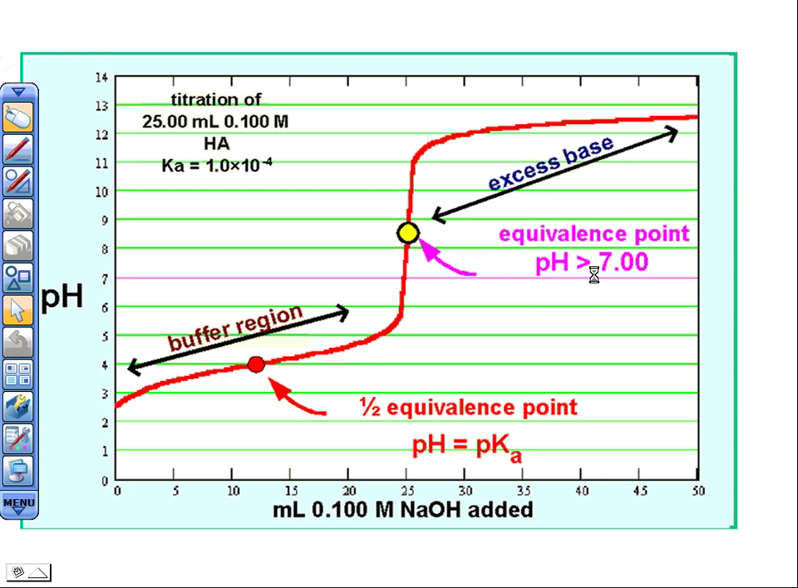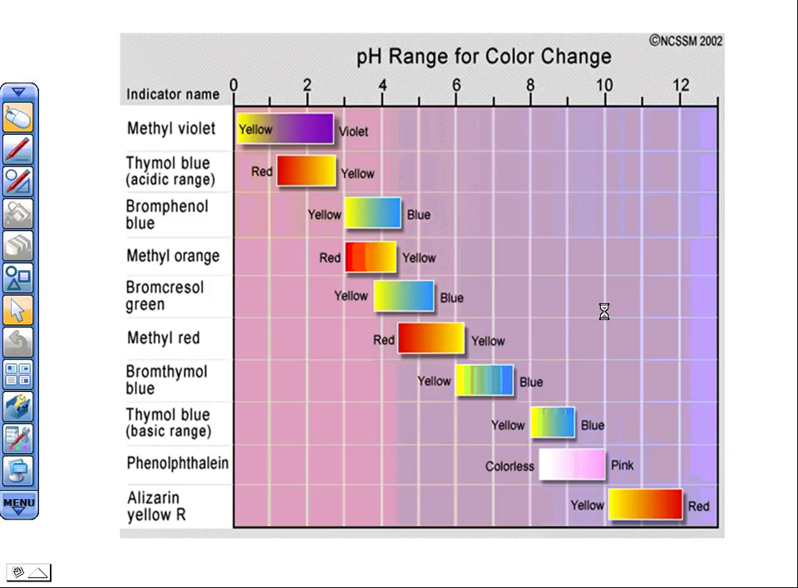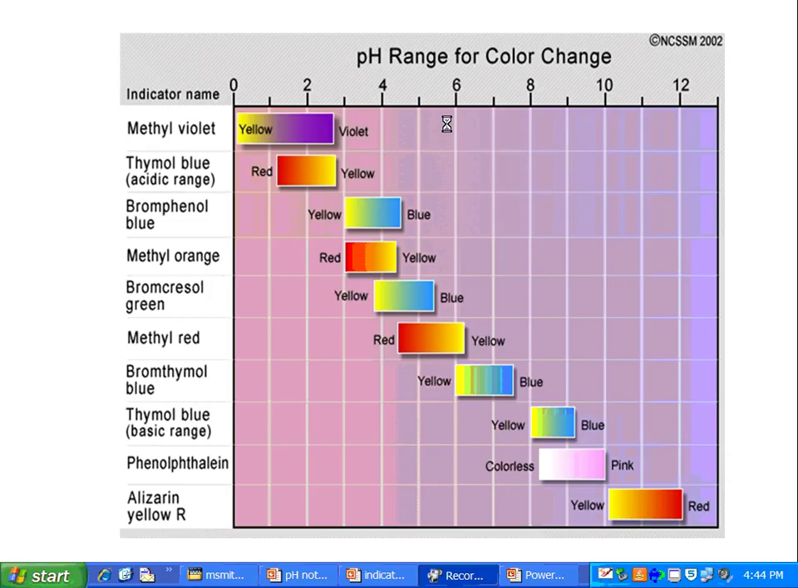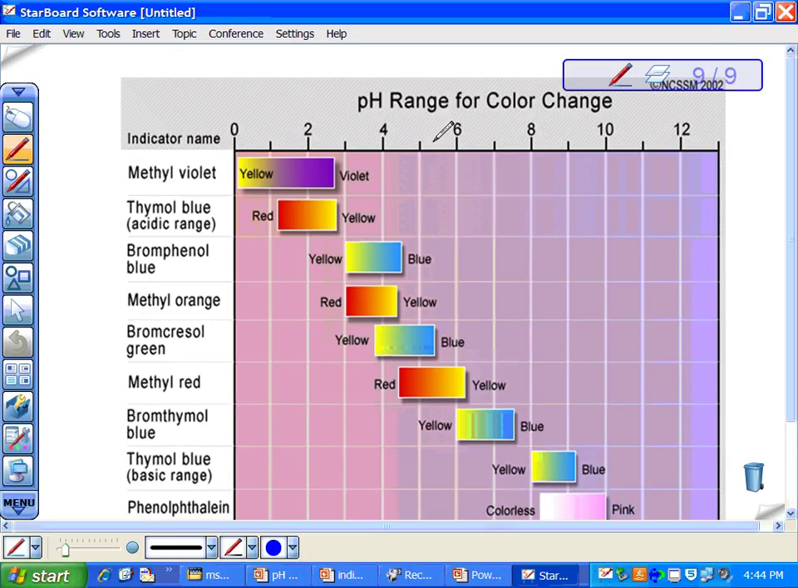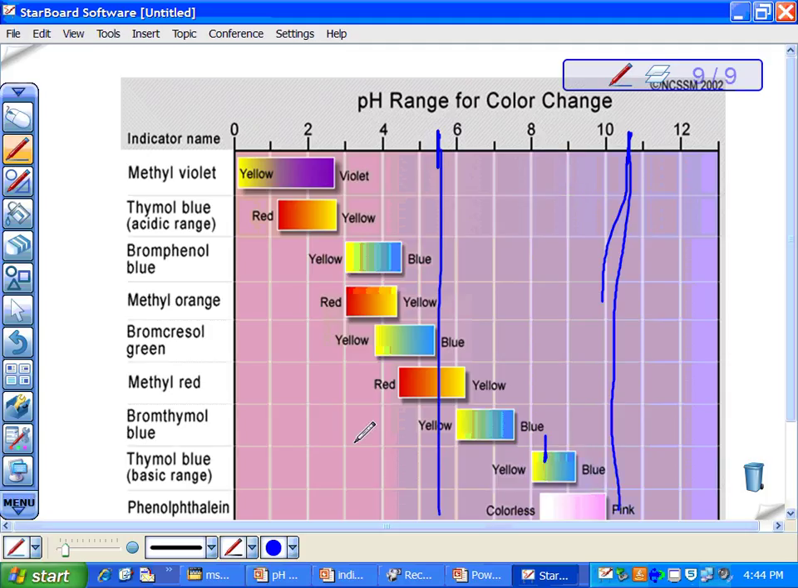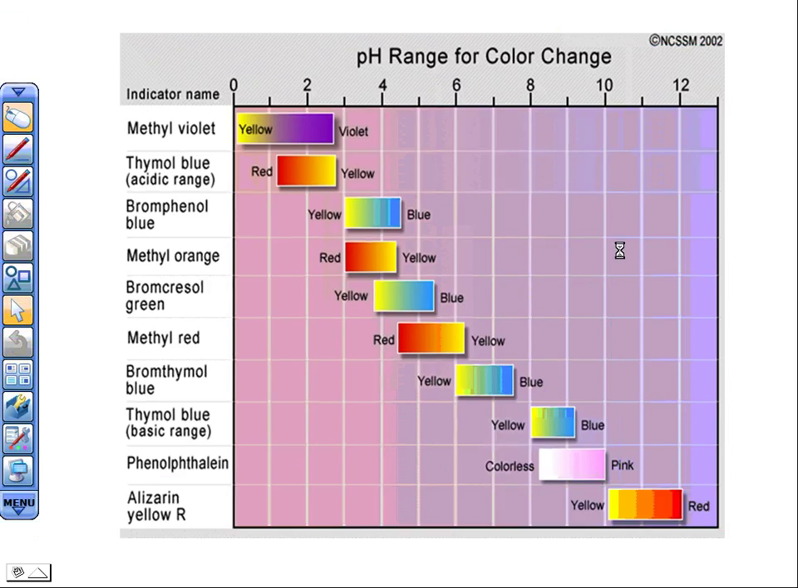So let's look at, so I said 11 and 5.5 in this one. So here's a list of indicators. I'd want something from here to here. Any of those indicators that are in that region would be the best. And the best would be the one that was closest to the equivalence point, which was right around in here. So this thymol blue would be the best one for the one we just did. Okay, so again, the best indicator is the one that is closest to your equivalence point.